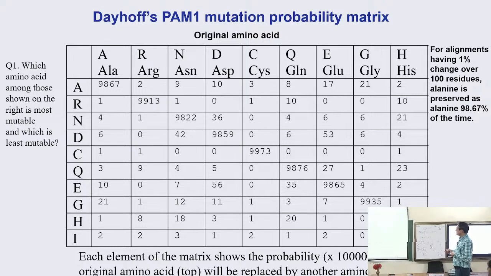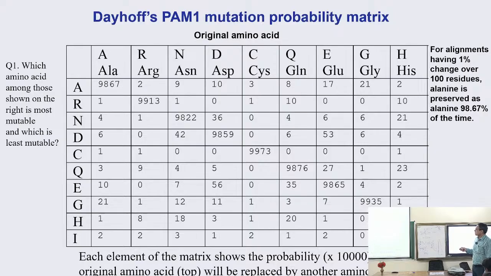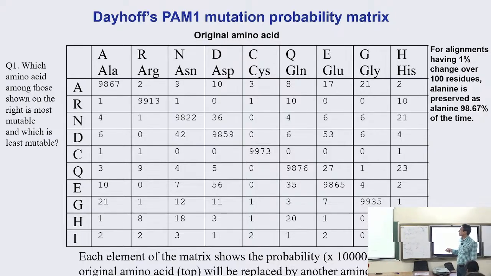On the side you have the replacement amino acid. So this is actually probability of A given original A, or ancestral A. The probability is multiplied by 10,000. So the probability is actually 0.9867, and then it is multiplied by 10,000. So it is not shown in decimals or fractions. It is actually multiplied by 10,000.